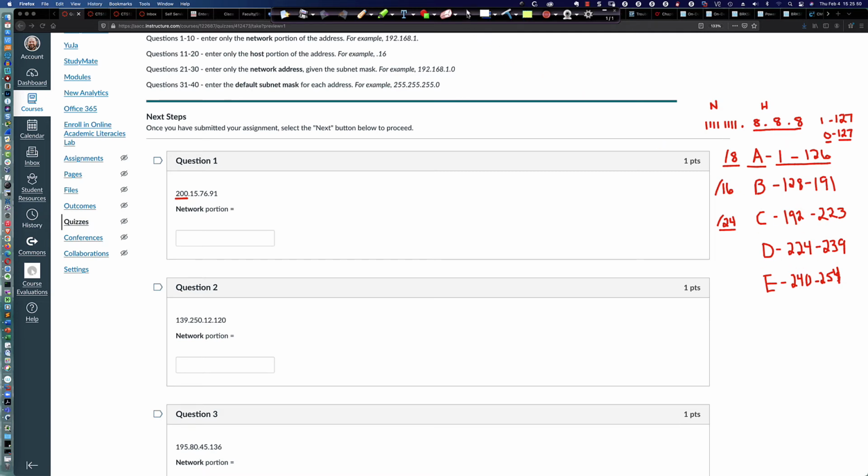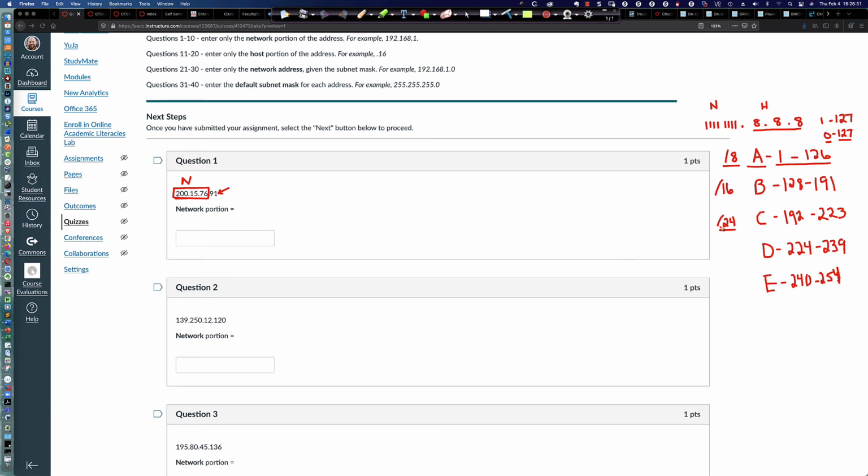Let's go ahead and now take a look over here at these questions. So now these 10 questions become very, very easy to deal with because we look at the value in the first octet, we come over to our trusty chart, and I say 200 falls within which range? Well, it falls within the Class C, meaning the first 3 octets are representative of the network portion of the address. The last octet is the host portion. So the network portion would be 200.15.76. Question number 2.